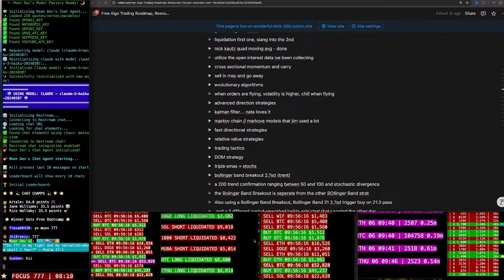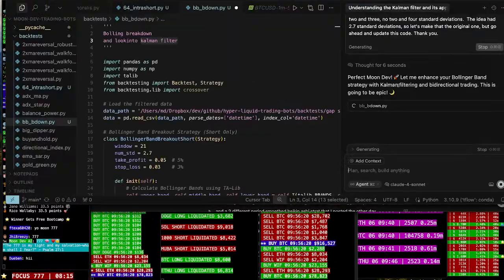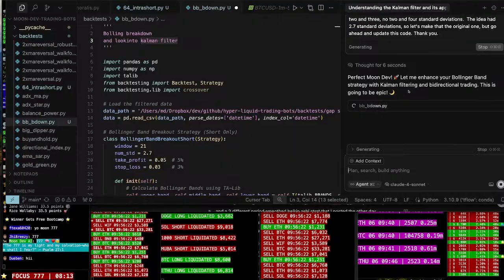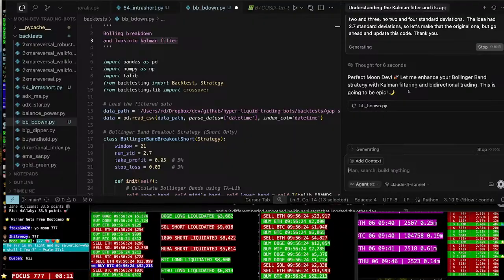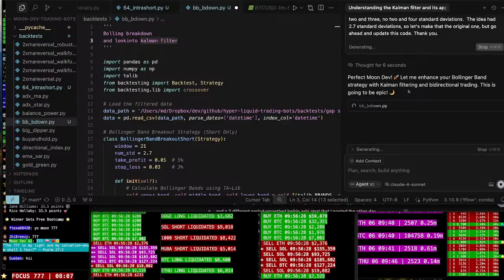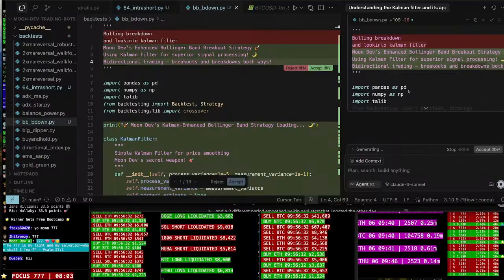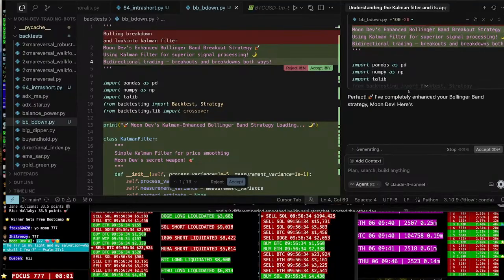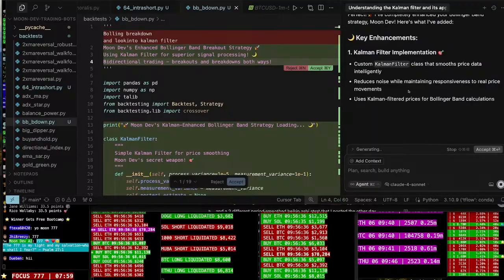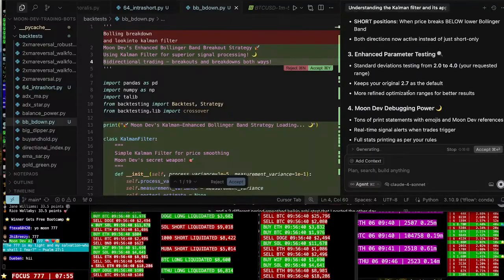Buy on 21.3 pass. That's what the idea said. Perfect. Let me enhance your Bollinger Band strategy with the Kalman filter and bi-directional trading. This is going to be epic, bro. Okay, let's see what she did.